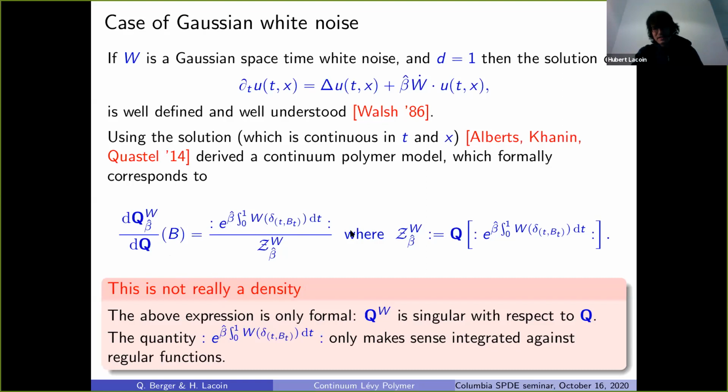This doesn't make sense for one given trajectory, but if you integrate it with respect to the Wiener measure, it makes sense. So this expression for the partition function makes sense, and if you want to integrate against some measurable event, you will be able to make sense of this too. So you have a measure which is singular with respect to Wiener measure, but formally it has a density of this form.